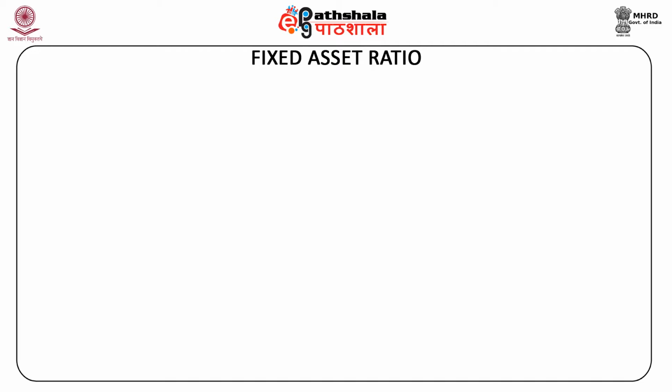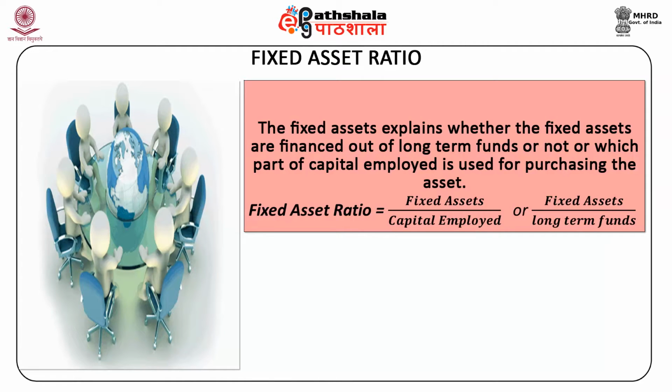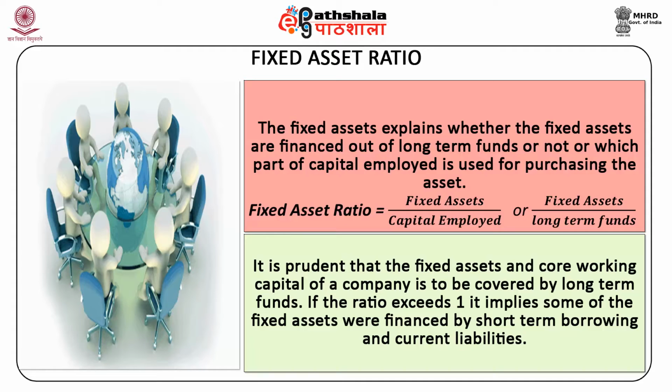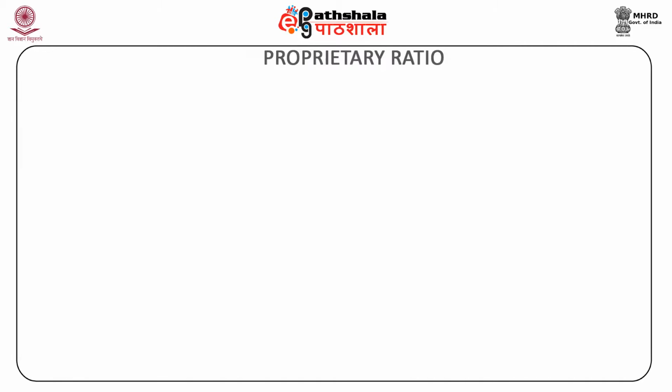Fixed asset ratio. The fixed asset ratio explains whether the fixed assets are financed out of long-term funds or not, or which part of capital employed is used for purchasing the asset. It is calculated as follows: fixed asset ratio is equal to fixed assets divided by capital employed, or fixed assets divided by long-term funds. It is prudent that the fixed assets and core working capital of a company be covered by long-term funds. If the ratio exceeds 1, it implies some of the fixed assets were financed by short-term borrowing and current liabilities.